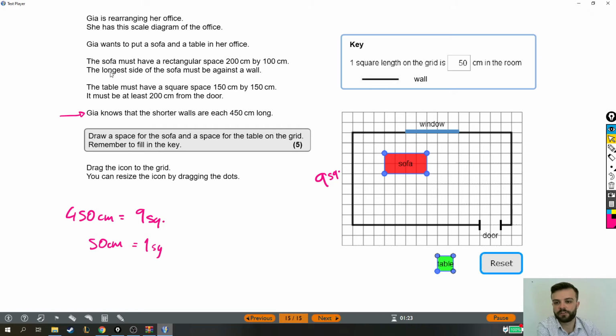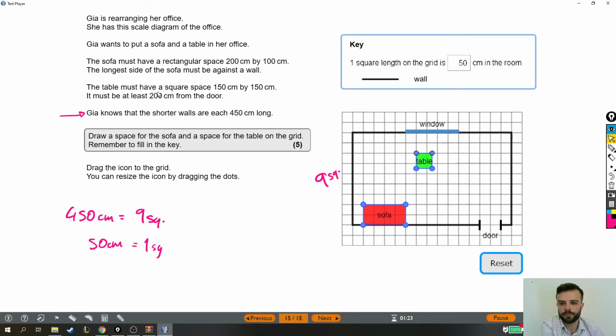The only other thing about the sofa is that the longest side of the sofa must be against a wall. So I can probably put it down here, I could put it over here somewhere, anywhere along here, and the sofa will be fine. I'm going to put it here for now, and if we have to move it to get the table in, that's absolutely fine. So let's work on the table next.